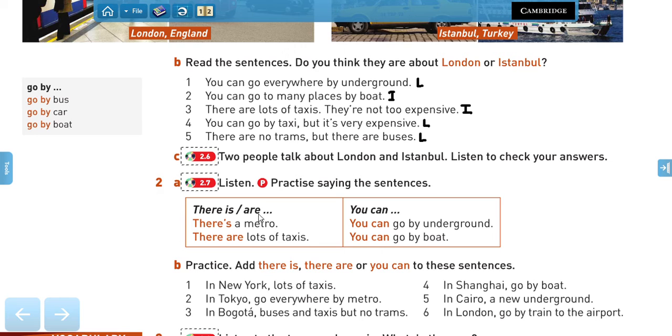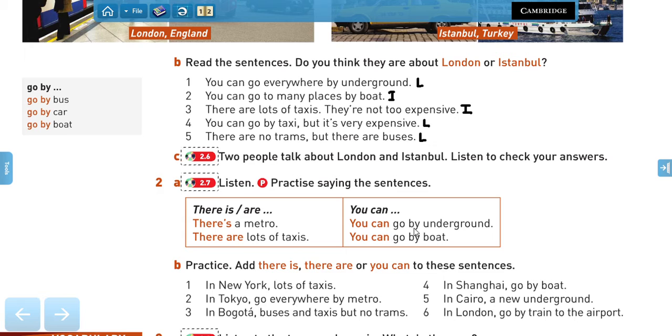So this is part of the last unit we saw. There is and there are for the things that exist or don't exist. There is a metro, singular. There are lots of taxis. Yes? And we also have the expression you can to talk about the possibilities you have in a town. So we say you can go by underground or you can go by boat. Think about Viña del Mar and Valparaíso, right? And try to think of the possibilities of means of transport you can use.